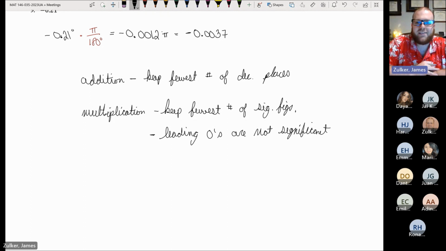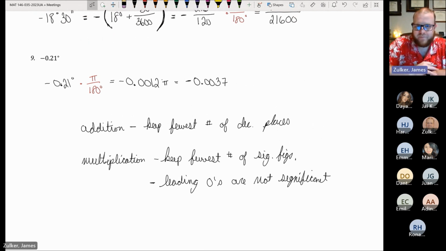Leading zeros are not significant. Right, that means this leading zero is not a significant figure. Just the 2 and the 1 are. So that'd be 2 sig figs.